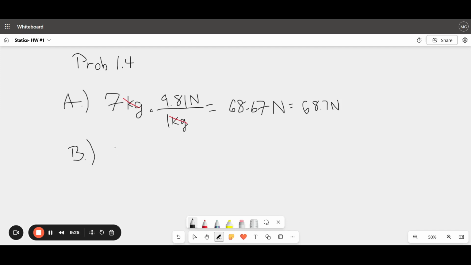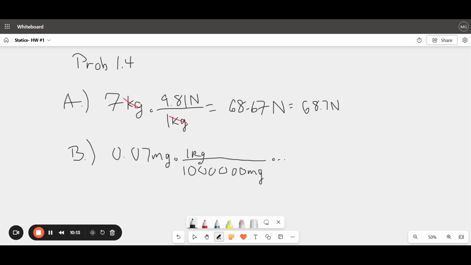The next one, I have 0.07 milligrams. And they want that answer in newtons again. So what's going to be different is that you're going to have to know the unit conversion from milligrams to kilograms, and then the kilograms to newtons. So the new conversion here is that 1 million milligrams equals 1 kilogram.